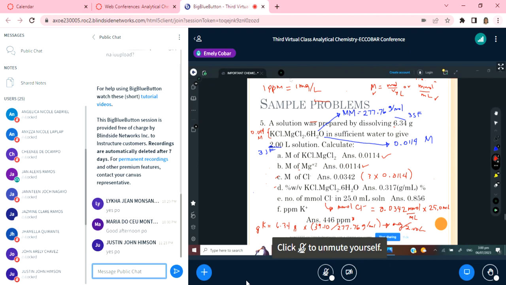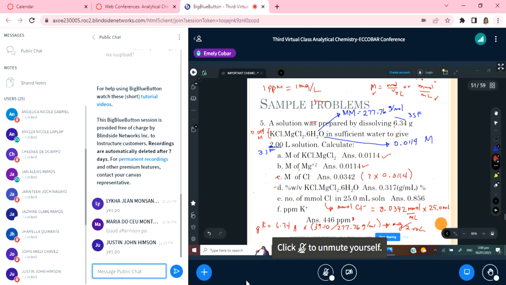How do I compute for number of millimoles of chloride? If I have 25 ml of this solution, what I will use is the concentration of the chloride, 0.0342 millimole per ml times the volume, 25.0 ml. Okay, cancel. Anong cancel? ml, ml. May iwan ako ng millimole. Ayan ang sagot.